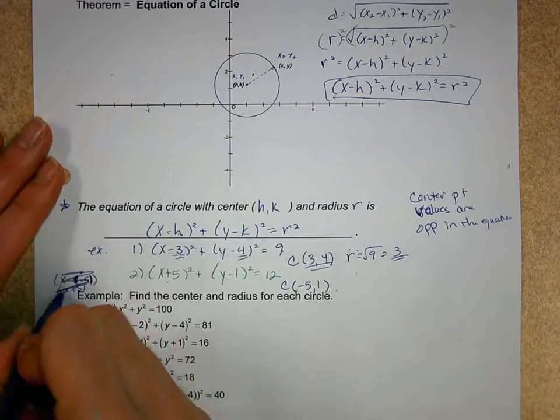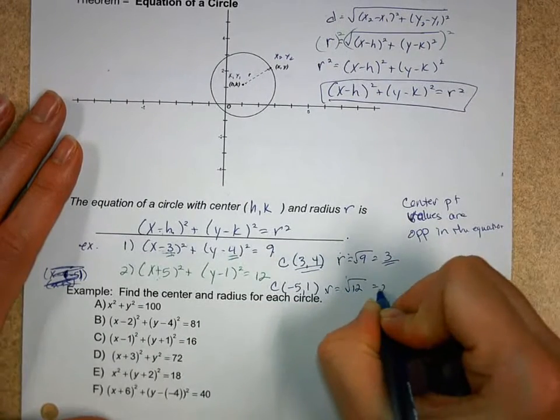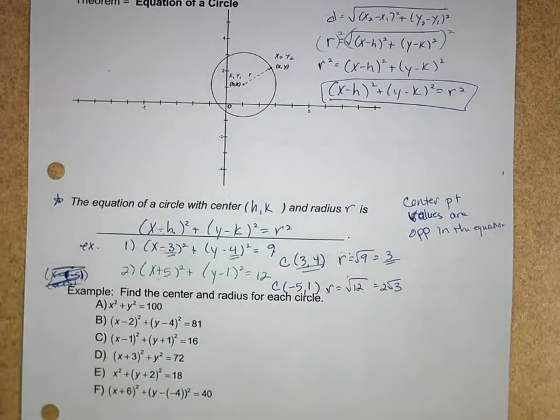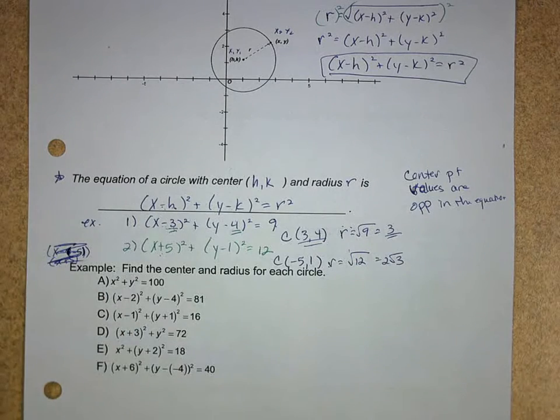So just ignore that for now, because that'll probably confuse you more than anything. And then you take the square root of 12, and you get 2 root 3 to be the radius. Now, don't let these confuse you. Just use what you know to figure out the center and the radius.